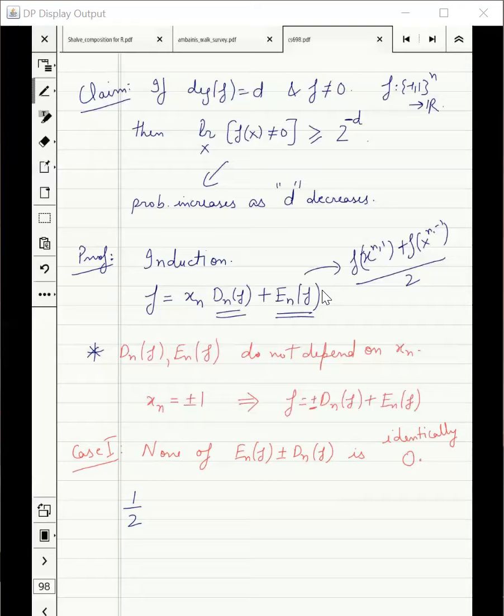Now, what is the probability for ENF and DNF to be 0? By induction, what is the probability? What do I know about ENF and DNF? Its degree can be at most d minus 1. No, its degree can be at most d. Yeah. No, it can be d also, right?